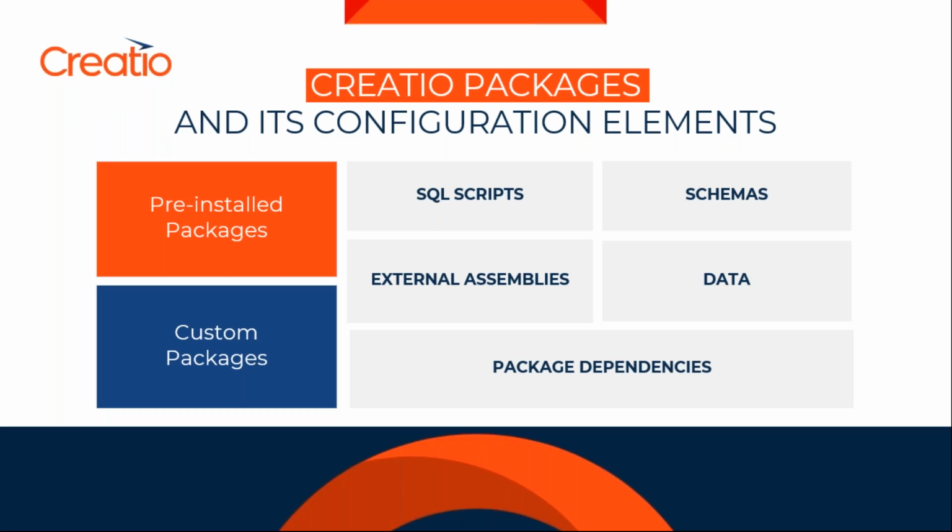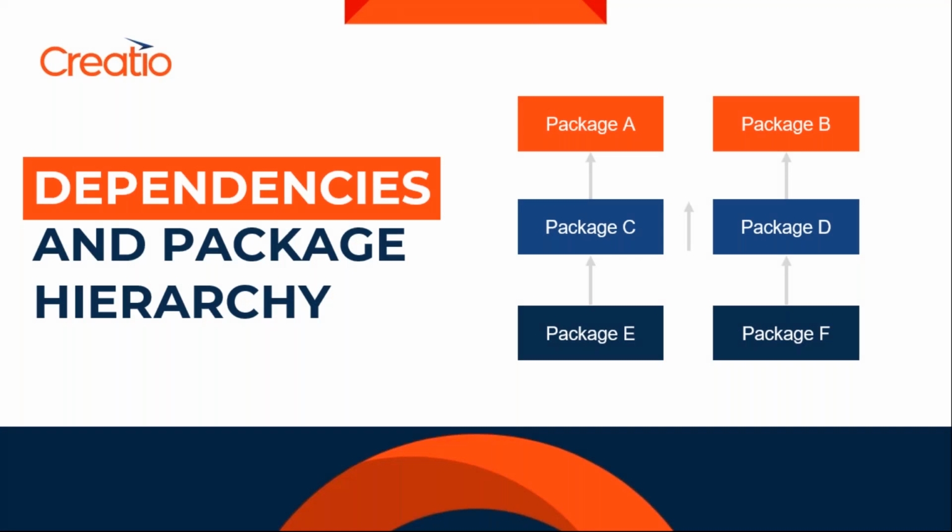But irrespective of whether you're using the pre-installed packages that come from Creatio development, or from the marketplace, or the ones that you create yourself, there are 5 elements that make up a package. Those are SQL scripts, schemas, assemblies, the data that comprises the package, and obviously package dependencies. Everybody is pretty familiar with these things, so let's spend some time on package dependencies itself.